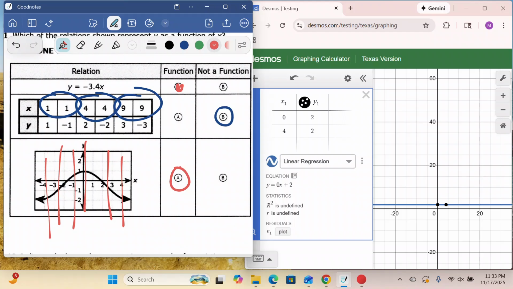So that's how you do it quickly. You have 2 x's, not a function. You have a vertical line test. And of course, this first one is a line. And of course, I do a vertical line test, and it only passes through 1 point.